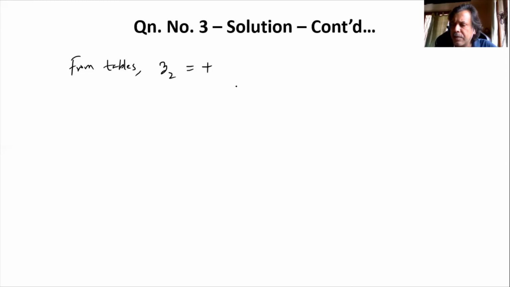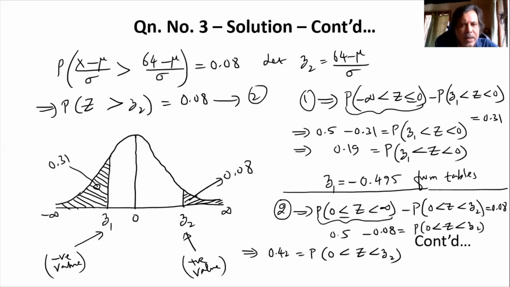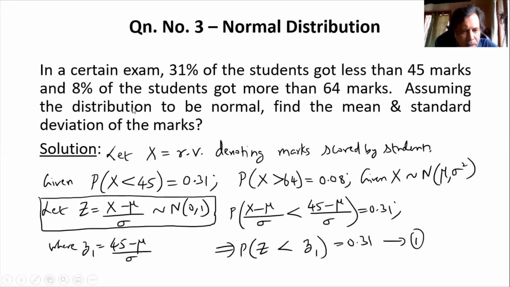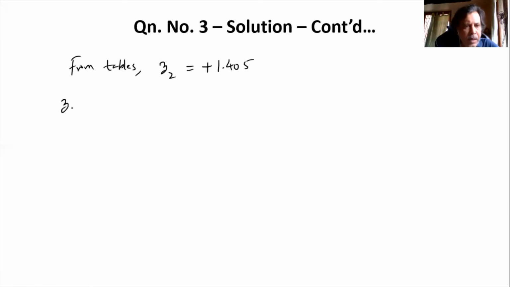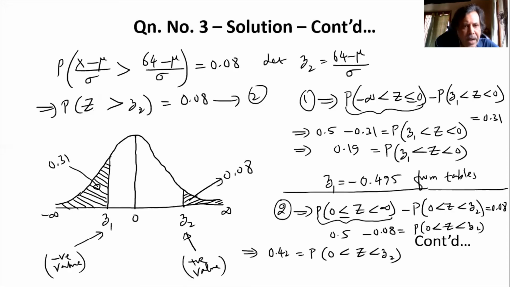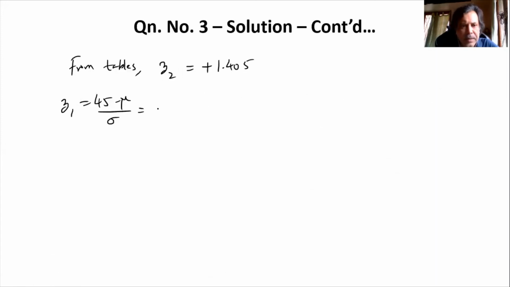And what is that from the tables? It will be 1.405. That will be from the tables. Now, what is Z1? Let us go back. Z1 is 45 minus mu divided by sigma. And we already identified the Z1 value as, here it is, minus 0.495. Let me call this equation 3.